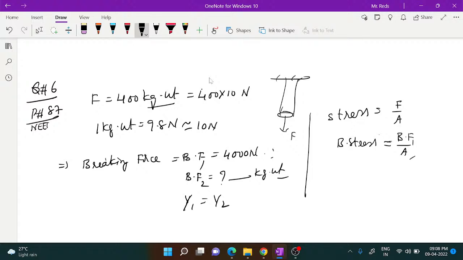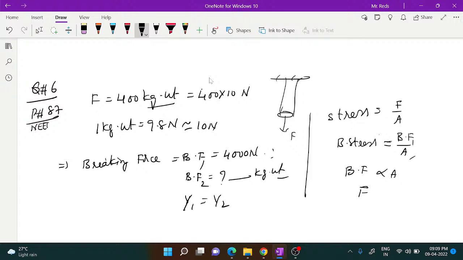In such a case, stress is equal to force by area, or in this case, breaking force is equal to breaking stress into area. If stress is constant, the force is proportional to area. Area, for a cylindrical cross section, is nothing but pi r square.